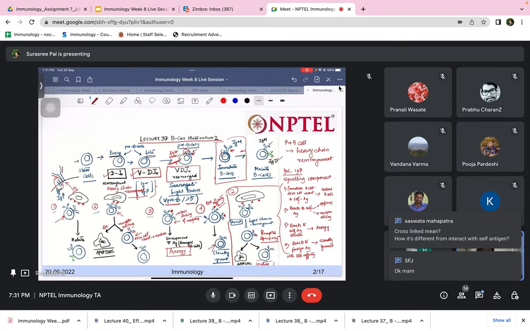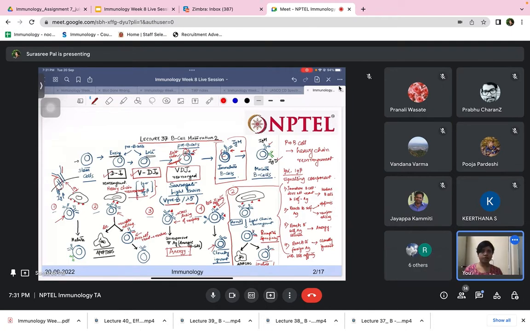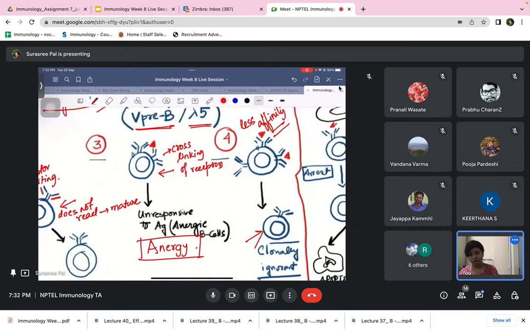Okay, cross-linking. Cross-linking means these receptors. Whenever there is a multivalent antigen, what does multivalent mean? Suppose they have several epitopes on the surface. Once these several epitopes are there, they can be recognized by several receptors on the B cell surface, right? So like this one. This particular antigen is being recognized by this receptor as well as this one, right? Which means that the receptors on the surface are cross-linked together by binding to the same antigen molecule.